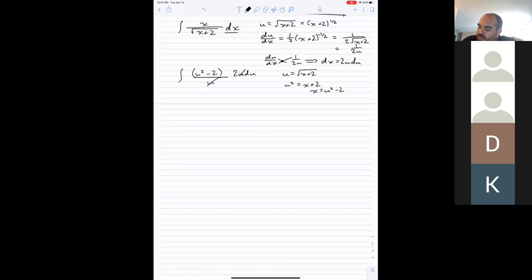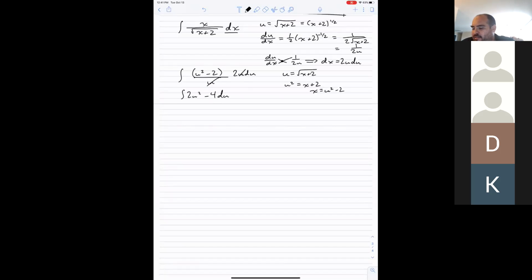So those cancel out. So I end up getting the integral of 2u squared minus 4 du, right? Yep. Okay. I'm actually kind of surprised with this because I did not think this was going to work.